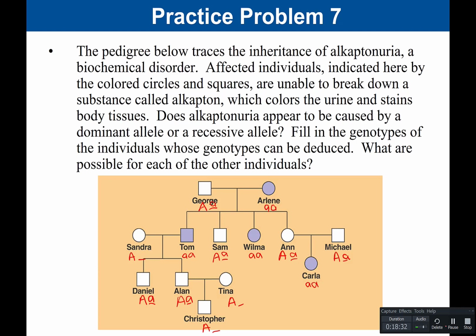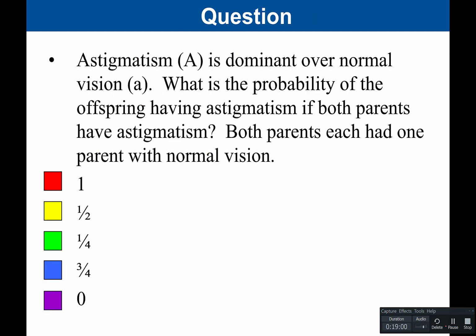Alan and Tina. So for Tina, do we know Tina's second allele? Nope. Do we know Christopher's second allele? No. There's not enough information there to allow us to determine that. So Sandra, Tina, and Christopher are all unknown. We know that they're big A something. They could be big A, big A, or big A, little a. There's not enough information there to tell you what they are.